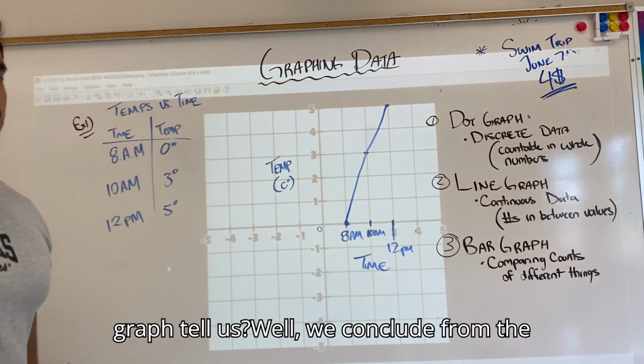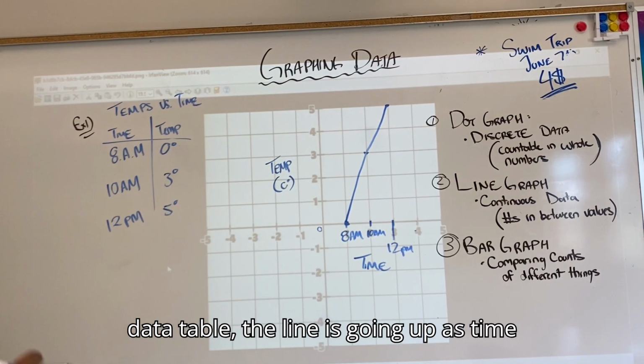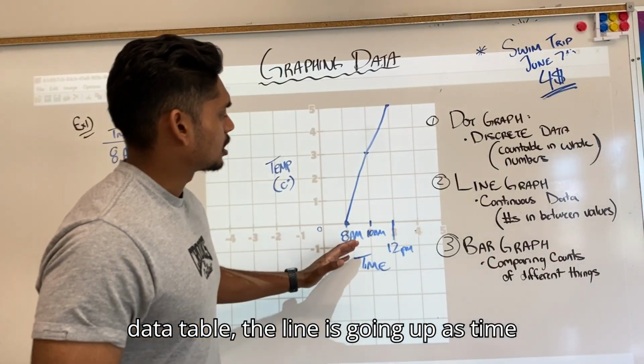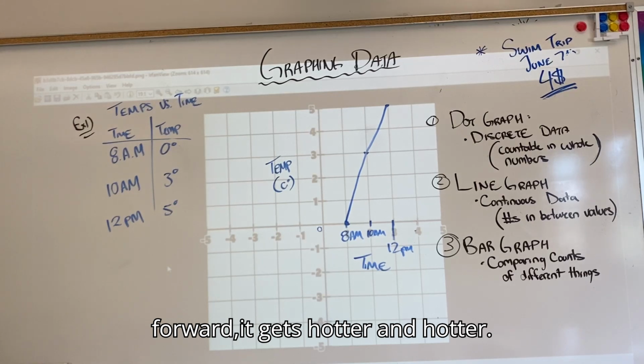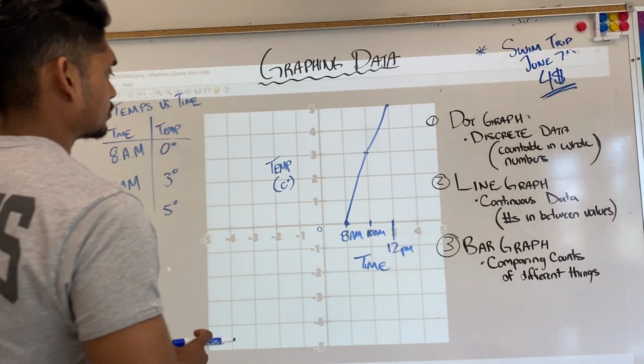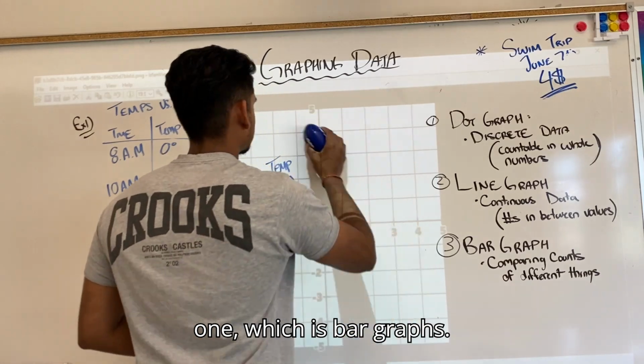What does this graph tell us? Well, we conclude from the data table, the line is going up as time moves forward. That means as time moves forward, it gets hotter and hotter, okay? Which is our graph.